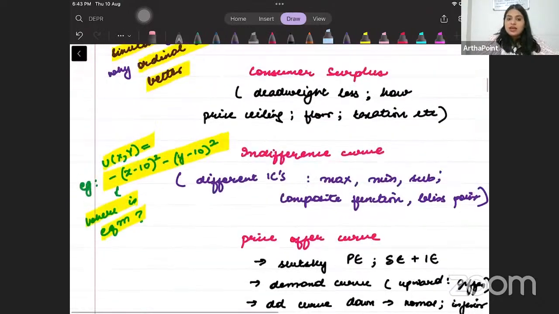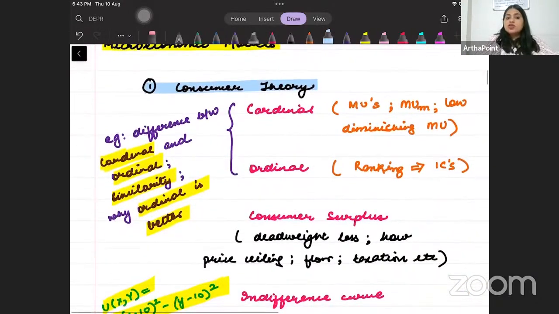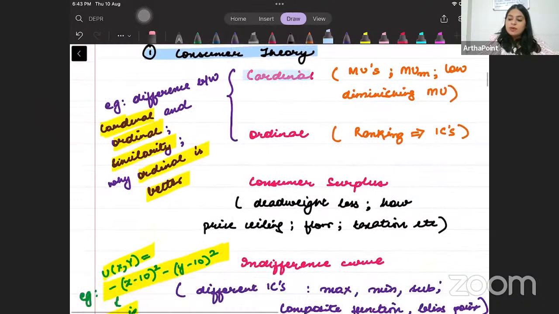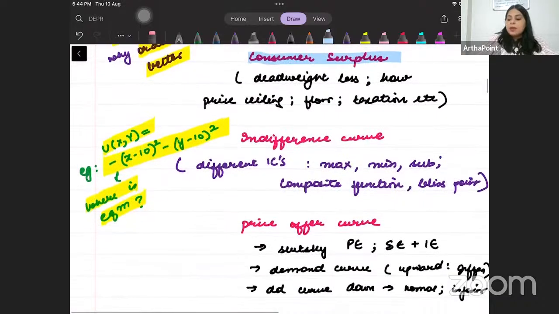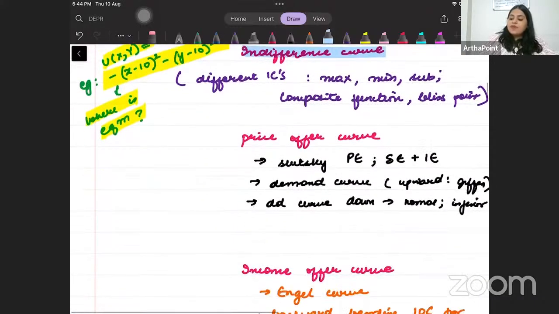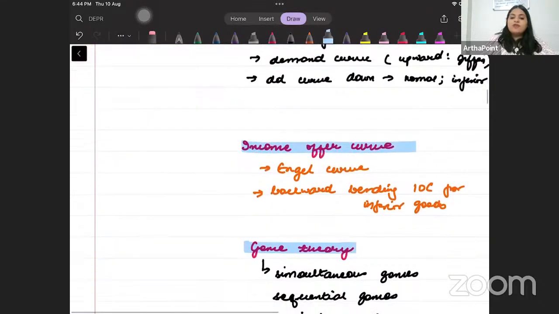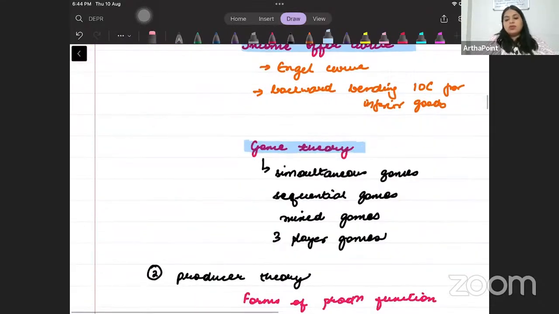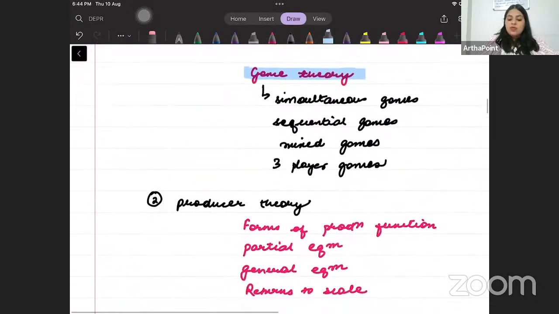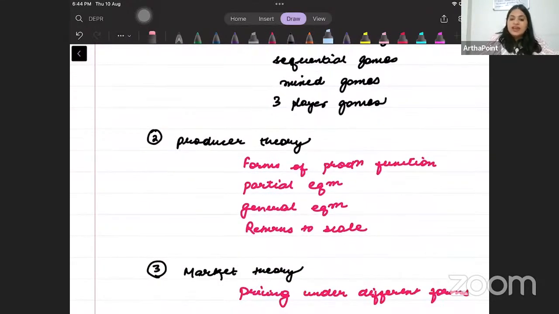So beta, ek baari dekh lete, when it comes to consumer theory, you should be aware about cardinal approach, about ordinal approach, about consumer surplus, about indifference curve, about price offer curve, about income offer curve, and about game theory. Clear ho gaya? Now let us go ahead to the next topic. The next topic is producer theory.